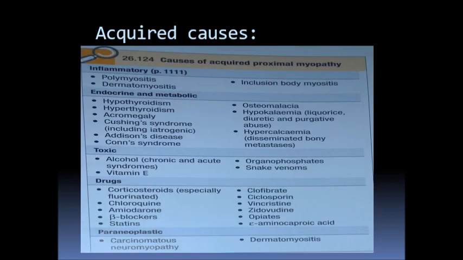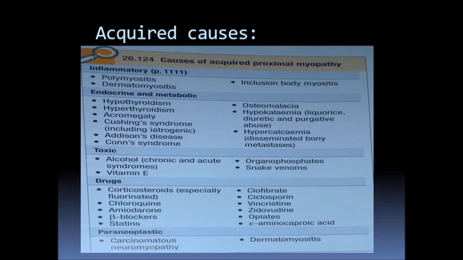Now, the acquired causes. So we finished now speaking about the hereditary causes. Most of them are rare causes. And actually, in my experience, I saw periodic paralysis is the main one, and I think even those periodic paralysis are mainly acquired.